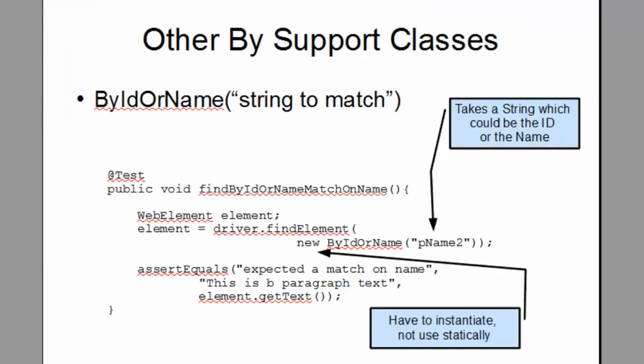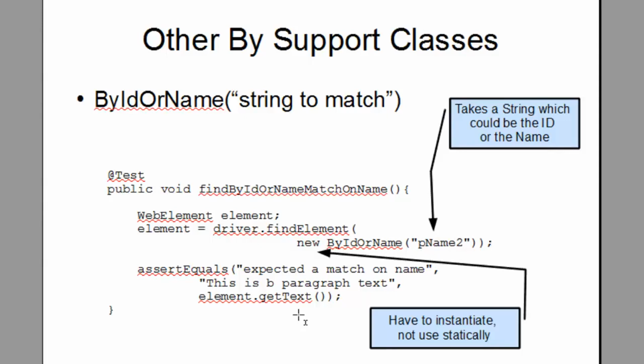Now the other support class we're going to look at is ByIdOrName. Again, this is another custom By method. You can see in the example here, it will match on ID or name. So if I do a findElement by ID or name, put the string in there. If that string matches a name, we'll get it. If that string matches an ID, we'll get it.